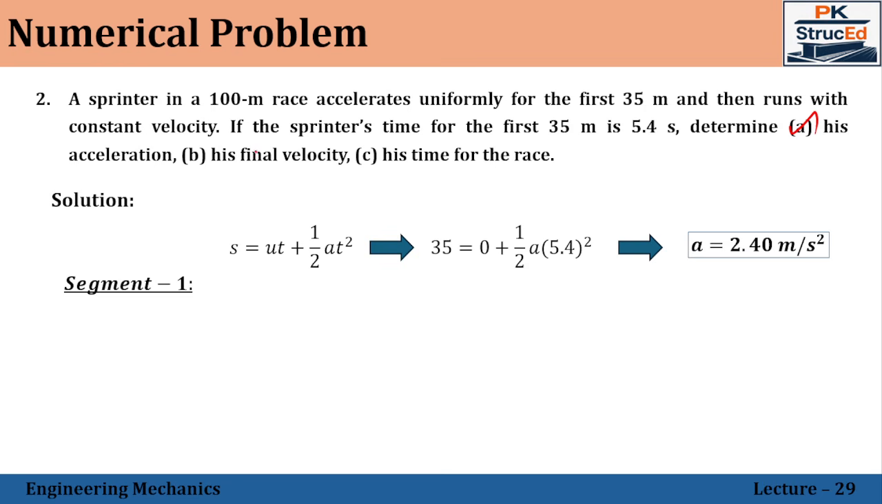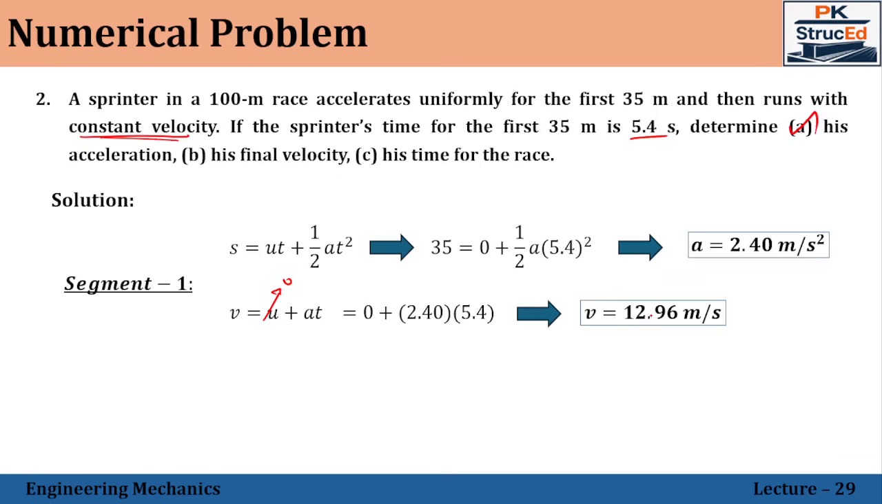Second, we need to find out the final velocity. This can be found out in the first segment itself, because the second segment is going to maintain the same velocity. So v is equal to u plus at, in which u is 0, a is calculated as 2.4, and t is 5.4 seconds. Substituting this, we are getting the final velocity as 12.96 meter per second. So that is calculated.